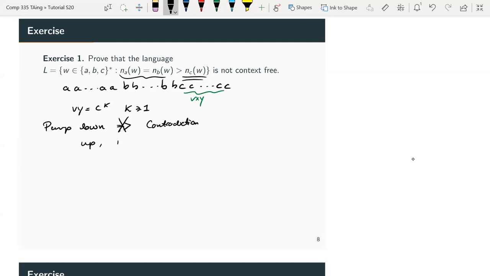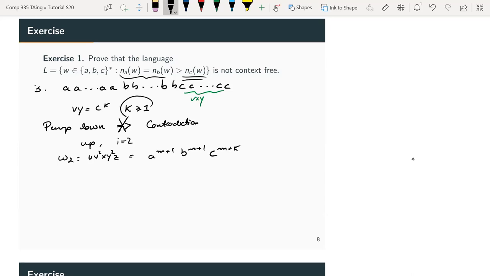And for example, you can pick i equals 2. So if you pick i equals 2, again, I'm sorry that this has become more loose than the other example, then you get W2 as UV²XY²Z, which is going to be equal to what? A^(M+1) B^(M+1) C^(M+K).